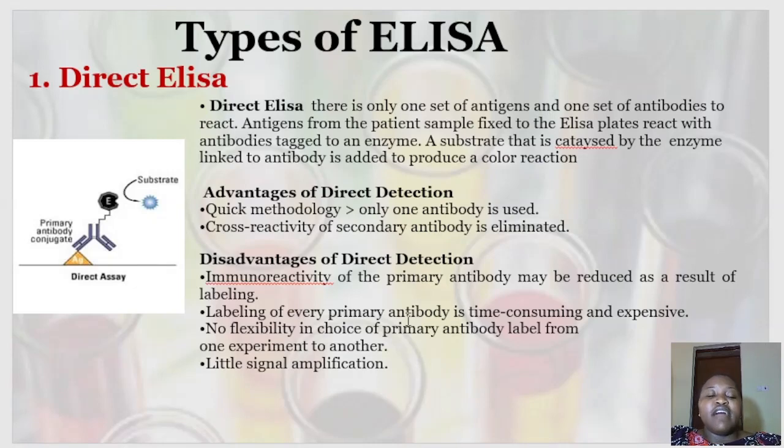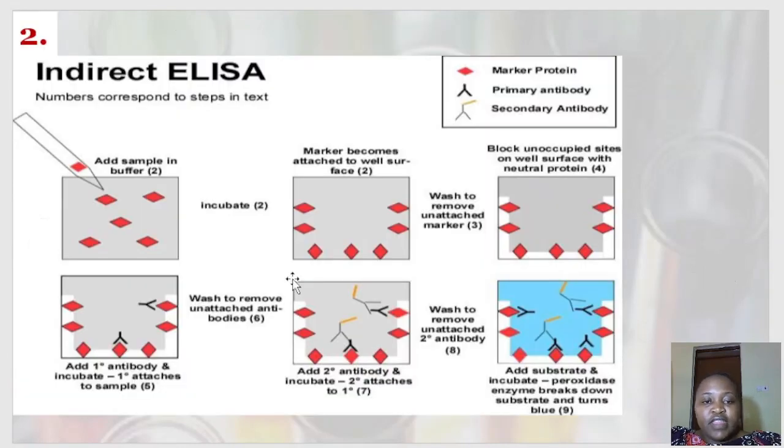We will have other tests where you can easily use the same secondary antibody for different assays. Yet it is not very flexible, because the choice of primary antibody label is different from one test to another. Then we have indirect. In this cartoon diagram, the red is the marker protein.